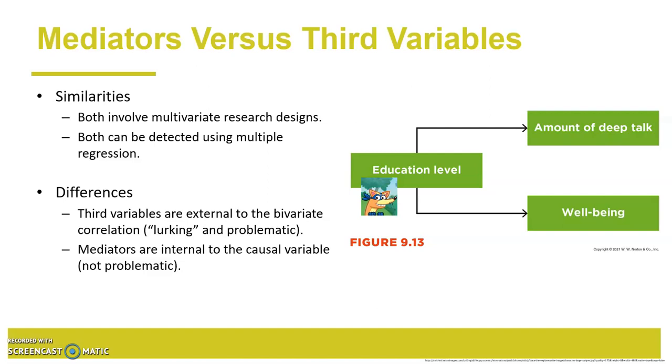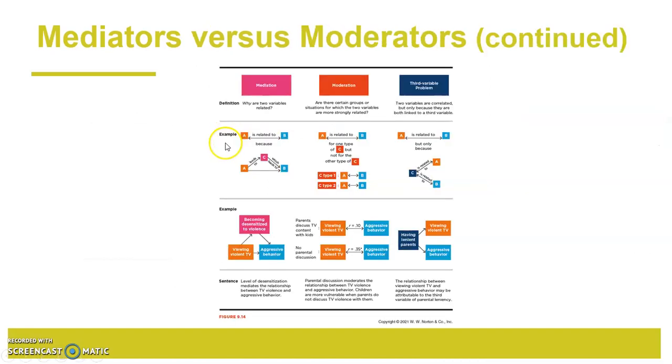Okay. Both mediators and third variable adjustment, or controlling for third variables, they both involve multiple regression and multivariate designs. Okay, but they're different in that way. And then this is a figure from your textbook, just outlining all three, how they're different. Maybe you remember moderation. Mediators and moderators, their names kind of sound the same, but they're quite different.